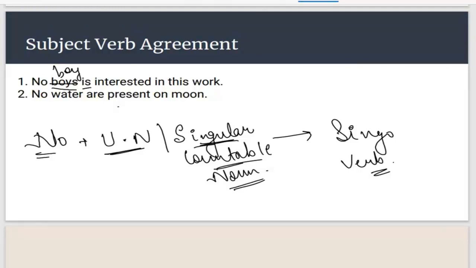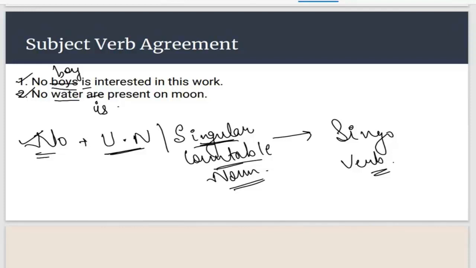Now have a look at sentence number 2. Is water a countable or uncountable noun? Water is an uncountable noun. Very good. So we can use an uncountable noun with no. But after an uncountable noun, the verb used will be singular. So we will be replacing are with is. Are the rule and its application clear to all of you?